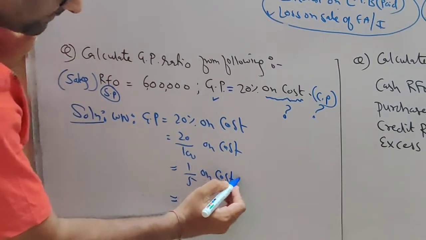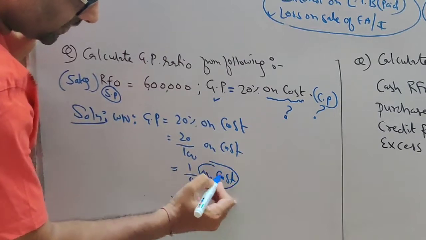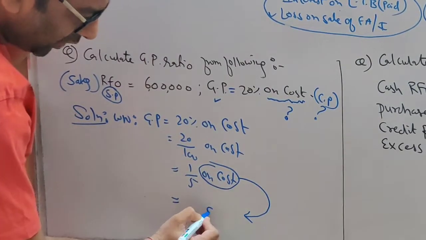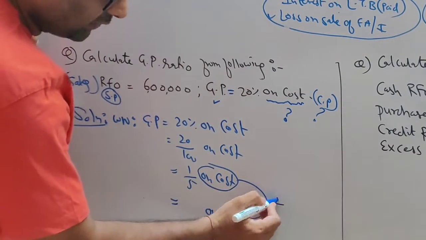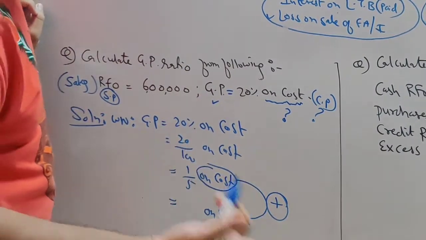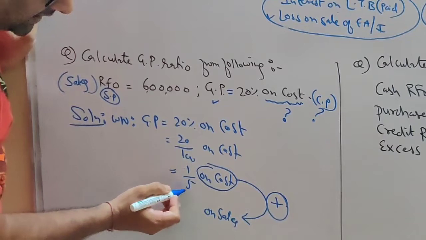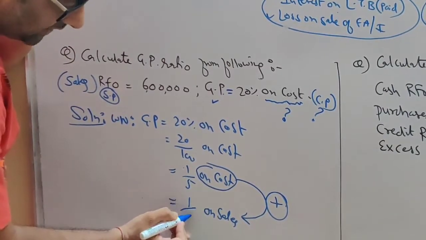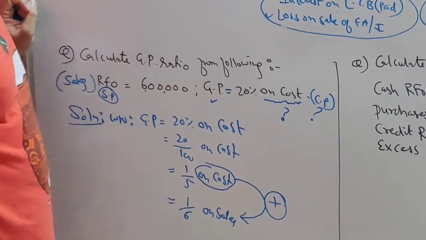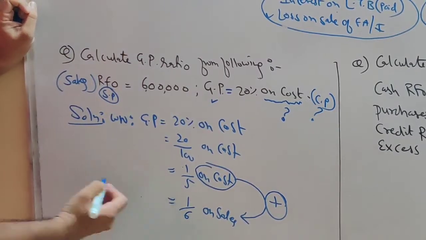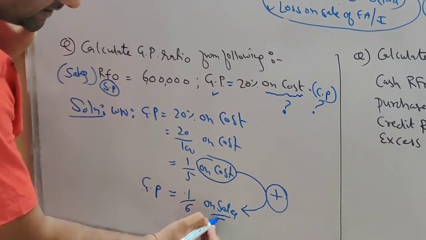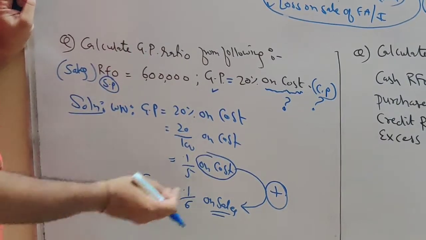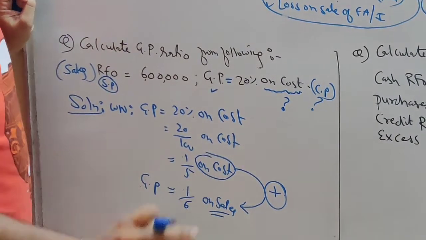Now see the magic. It is on cost, and I am converting it to sales. From cost to sales, you have to plus. What do you have to add? You have to add 1 in your denominator. If you add 1 in your denominator, it will become 1/6. This is the magic. Now your gross profit is 1/6 on sales. It got converted. This is the conversion rule.